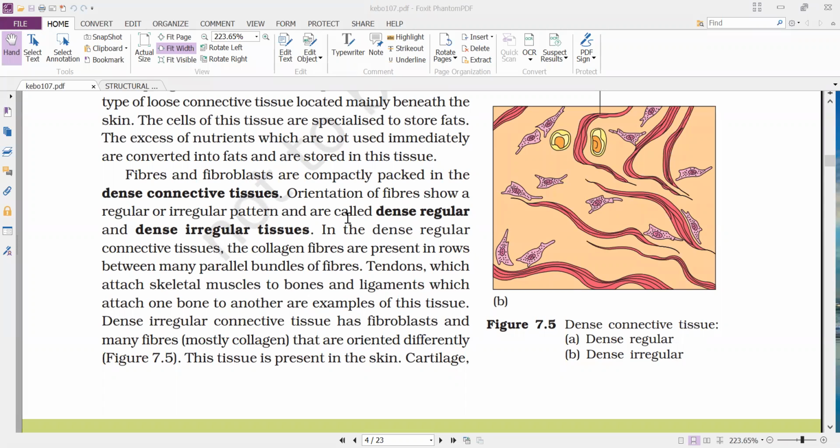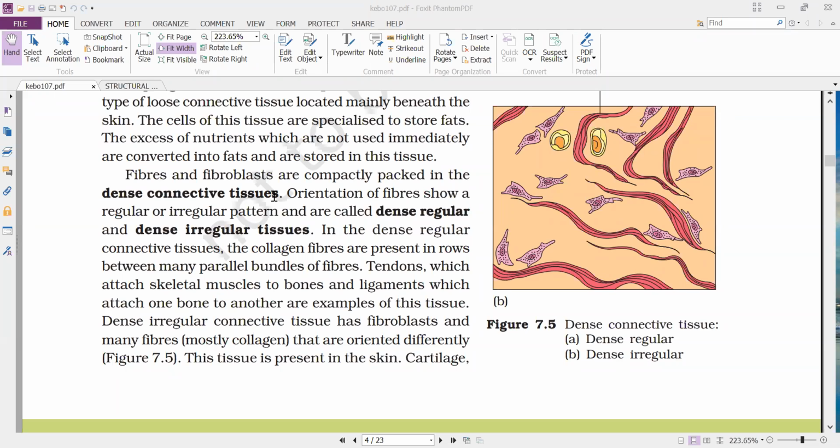That is the dense connective tissue. When you observe this dense connective tissue, fibers and fibroblasts are compactly packed. Like other connective tissues, we find some fibers and fibroblasts, but in the dense connective tissue these fibers and fibroblasts are very compactly placed.